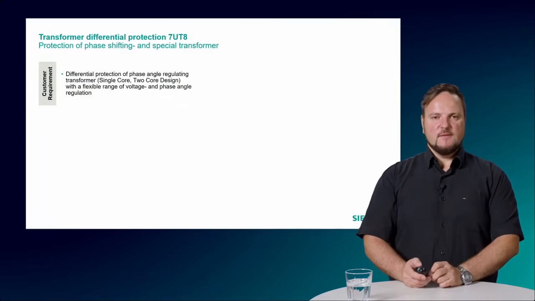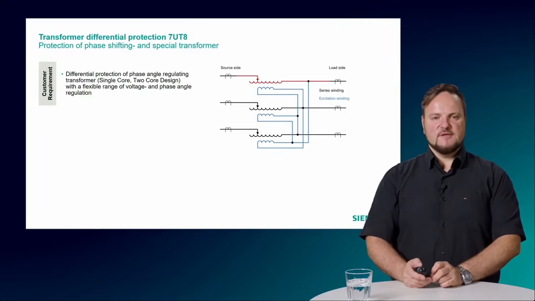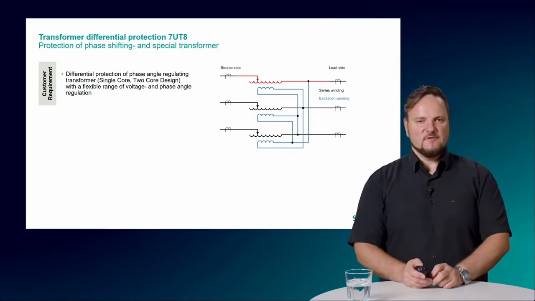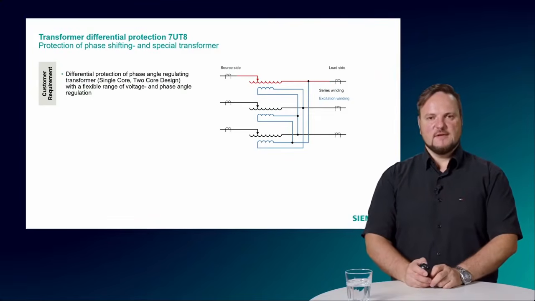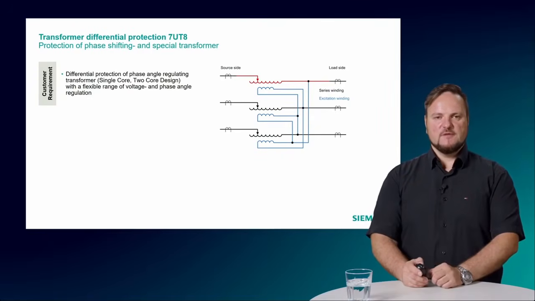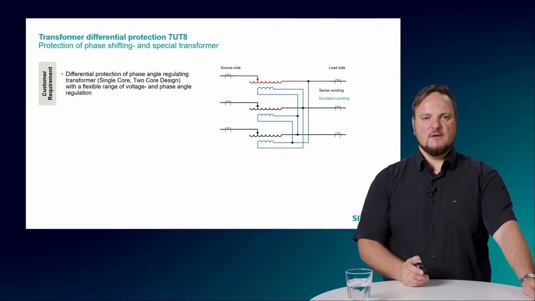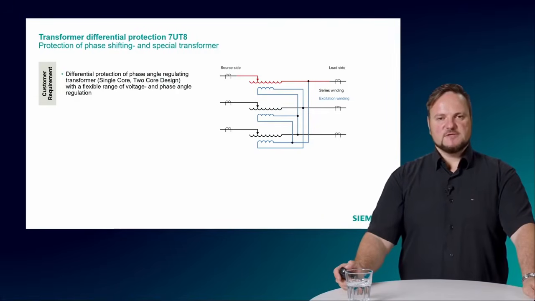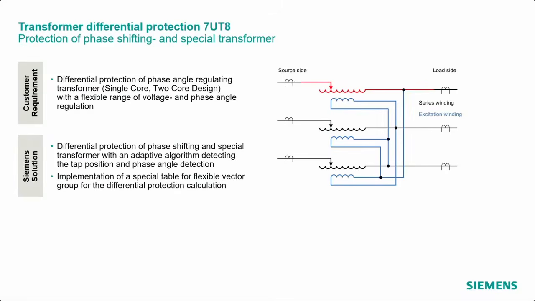Then one topic which is also very interesting. So that means we are also offering the possibility for the 7UT that we can protect phase shifting and special transformers. I talked about that before. So that means now we have the possibility in our differential protection that we can add an additional function block and can say, okay, we want to protect a single core transformer, a 2-core transformer, a phase shifting transformer, or we have this kind of special transformer.